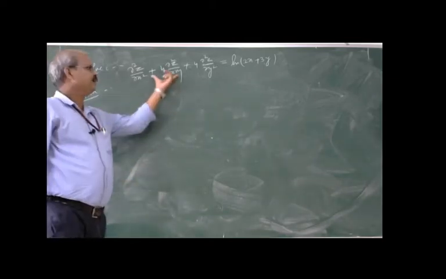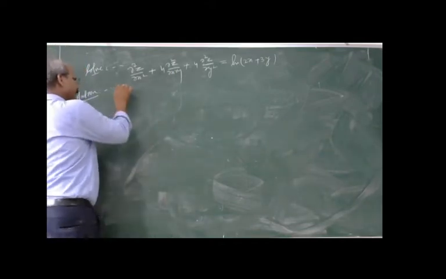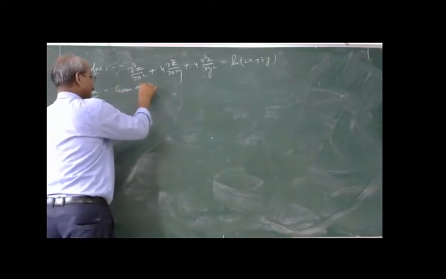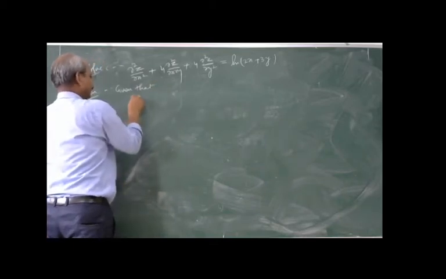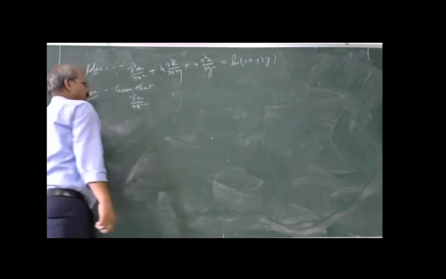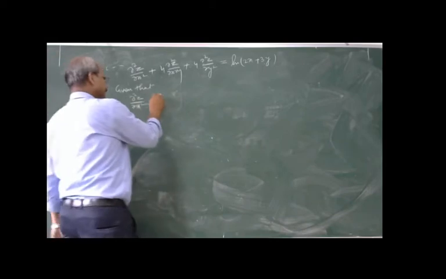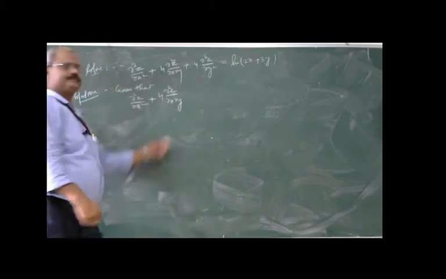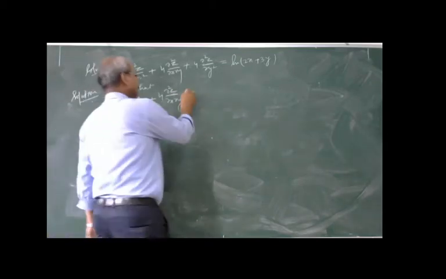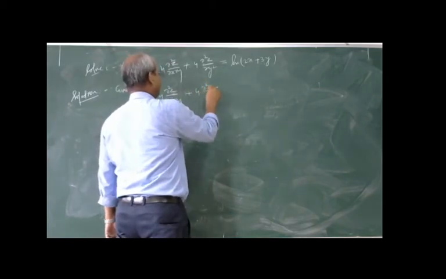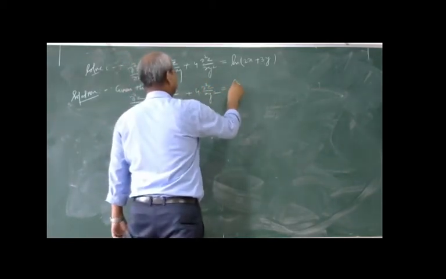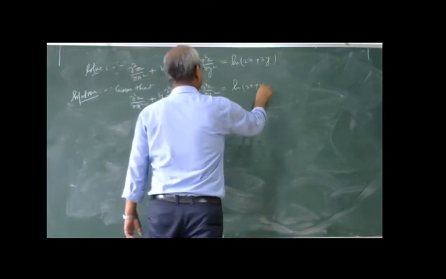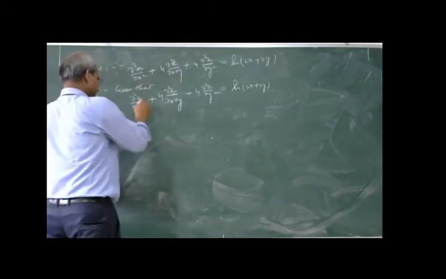First write, given that, the partial differential equation: del²z/del x² plus 4 del²z/del x del y plus 4 del²z/del y² is equal to sin(2x + 3y). First write it down like this, given that, and then change it into this form.